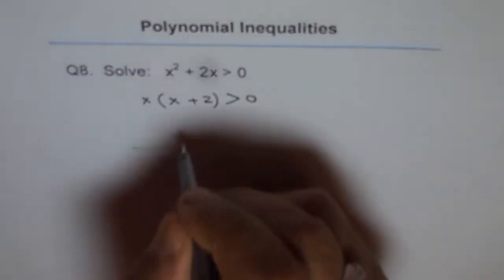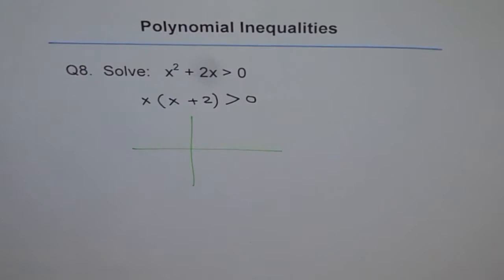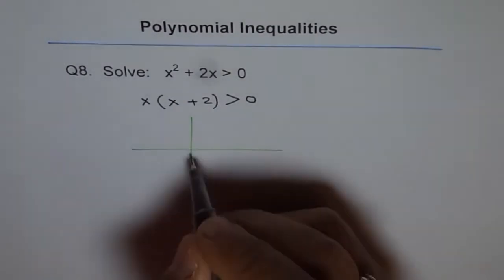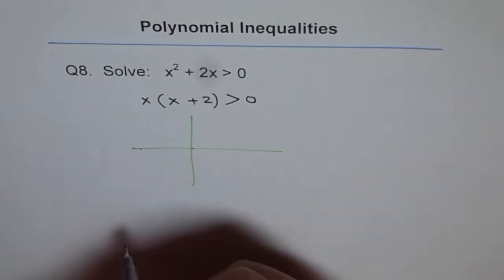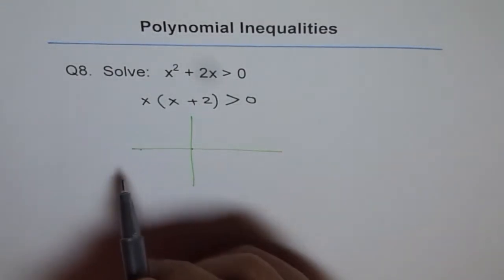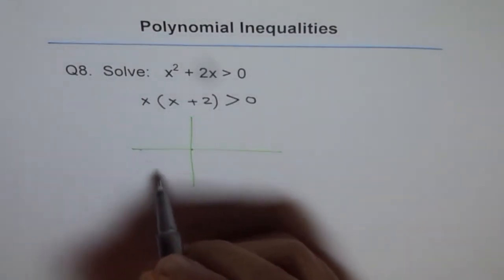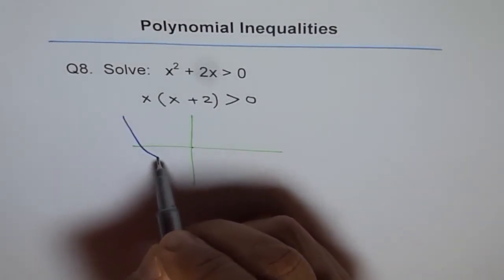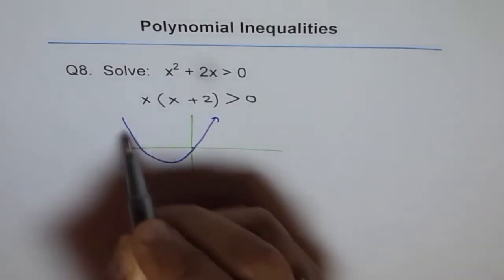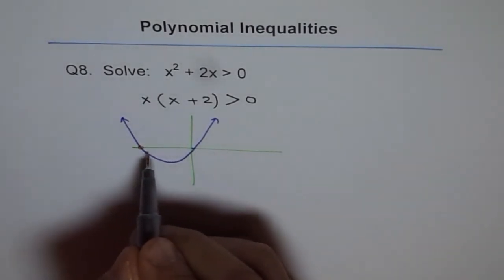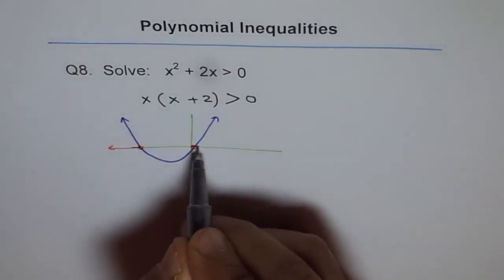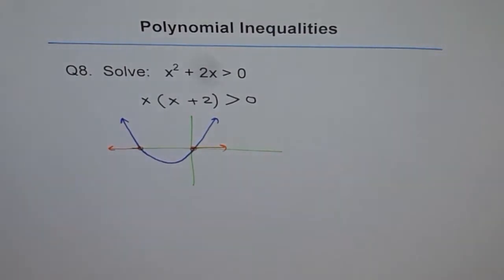So if we try to sketch it, then we have two zeros here. One is at 0 and the other one is at minus 2. So let's say this is minus 2. And since the x squared coefficient is positive, the graph is opening upwards. We can draw a graph like this of a parabola. And from here we can see that the region where this graph is positive is this. Correct?